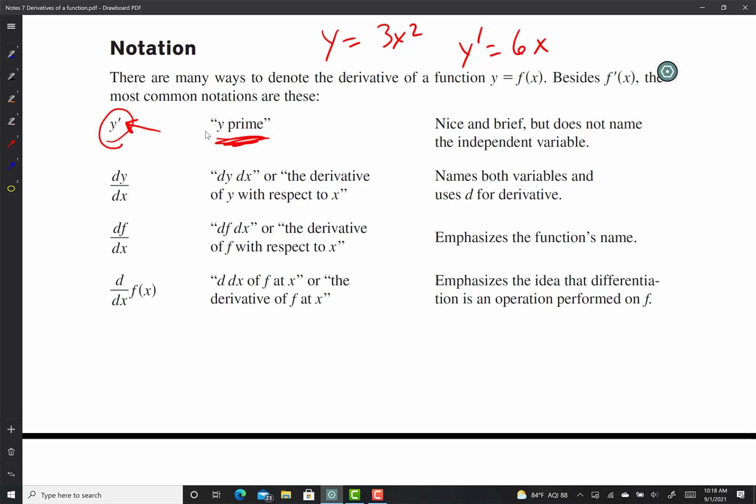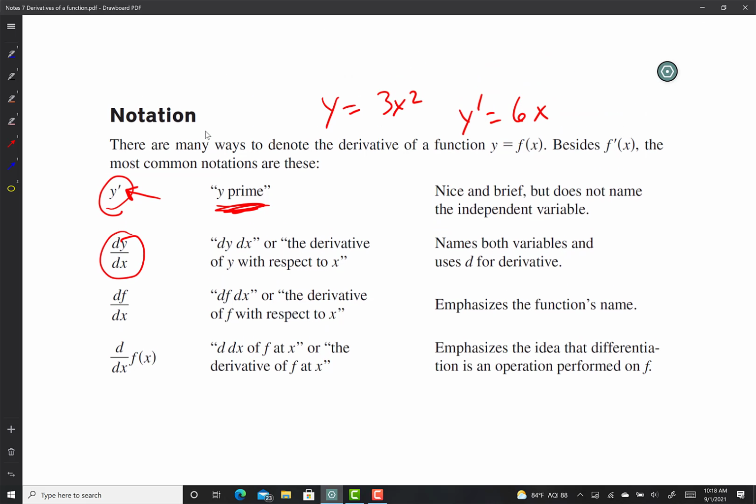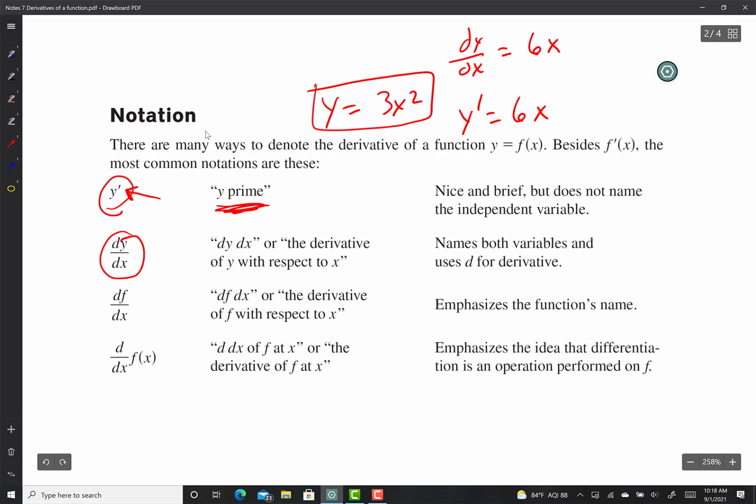Cool. You can also say dy dx, or the derivative of y with respect to x. So if I write y equals 3x squared, you can go dy dx is equal to 6x. Don't be scared. Remember that derivative means instantaneous rate of change. Doesn't that look very similar to slope? It actually is. Dy dx really means difference in y over difference in x, but we're talking about infinitesimals.